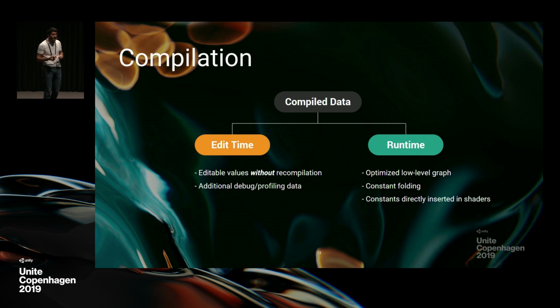We also have additional debug and profiling data. You can basically check and see what kind of code is being output. So edit time is sort of the less optimized but really more user-friendly version to work with. However, once you actually build a player with this, then we go to the runtime data. This is optimized. We do the constant folding that I mentioned, and the constants are directly injected in the shaders. So we don't keep this usability side as something that you pay for in terms of performance later. Once you ship a product, it is as optimized as we can make it.